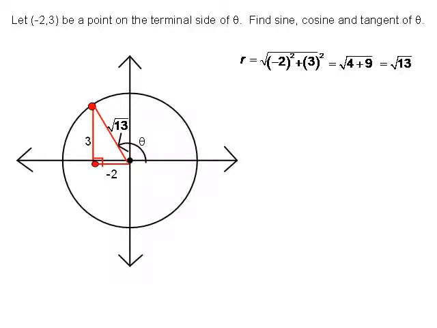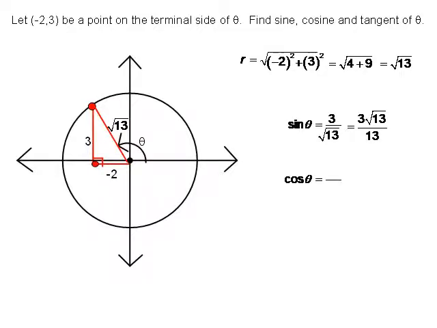Okay, now that we have that, draw that on your right triangle, and it's time for sine, cosine, and tangent. Sine of our angle, sine is y over r, so 3 over root 13. Rationalize that denominator because you cannot leave square roots in the denominator. You're going to multiply top and bottom by square root of 13, and you get 3 root 13 over 13.